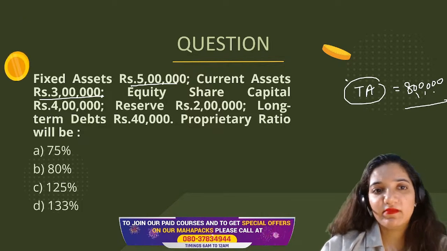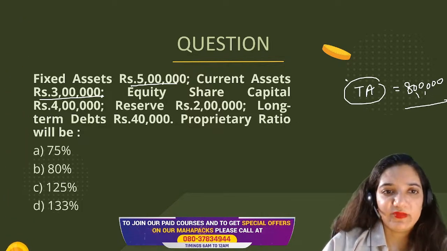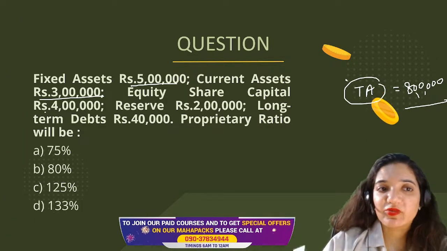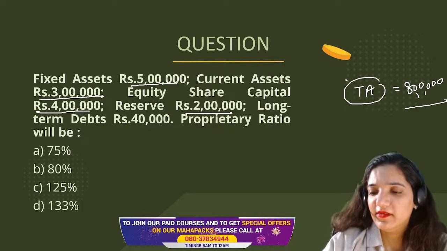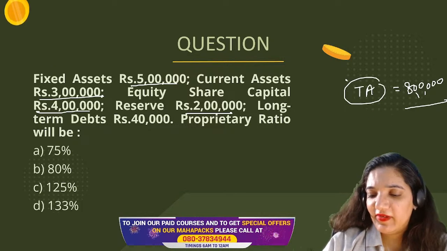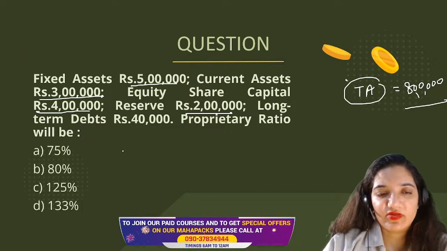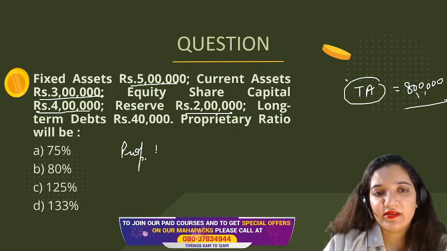He is having, as I told you in the previous question as well, shareholder funds that include 4 lakh and 2 lakh. So it's going to be 6 lakh divided by 8 lakh in terms of percentage. So this is going to be the proprietary ratio.